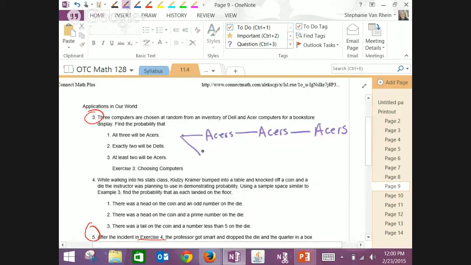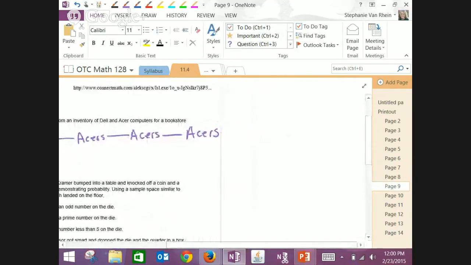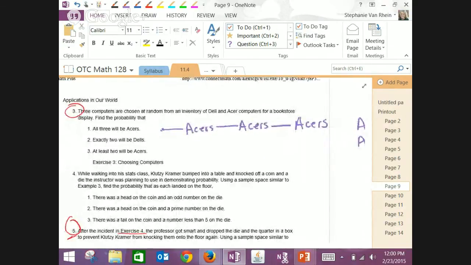So the first one I have, it's either an Acer or a Dell. If you actually did the outcomes, since there are 2 choices for each outcome, there's going to be 8 different outcomes, just like the heads and tails one, or just like the boys and girls one, right? You're going to have Acer, Acer, Acer, Acer, Acer, Dell, and so forth. So there's going to be 8 different outcomes.